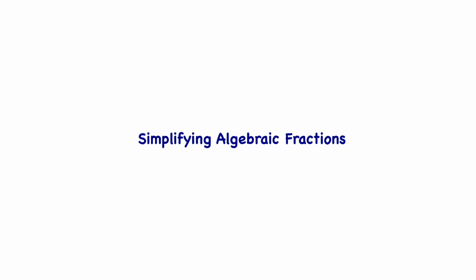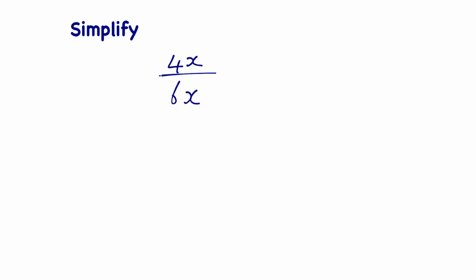Simplifying algebraic fractions. Let's look at the first example. So here we've been asked to simplify 4x divided by 6x. This one is fairly straightforward. So we divide the top and the bottom by x. x into x goes once, x into x goes once.